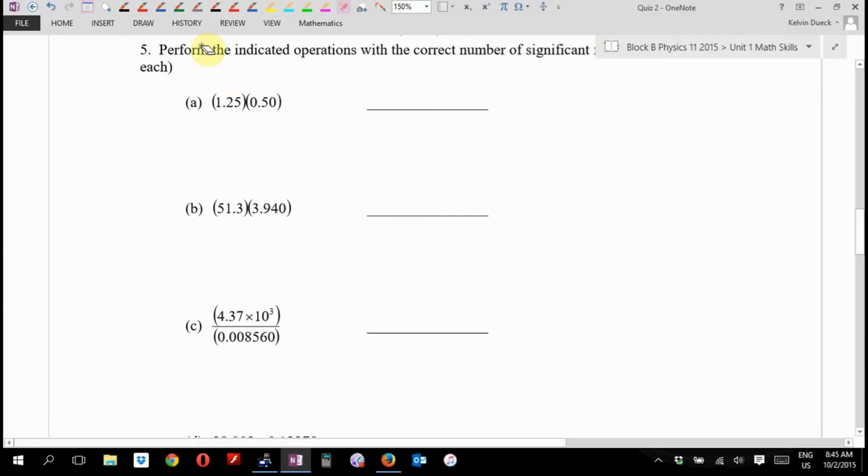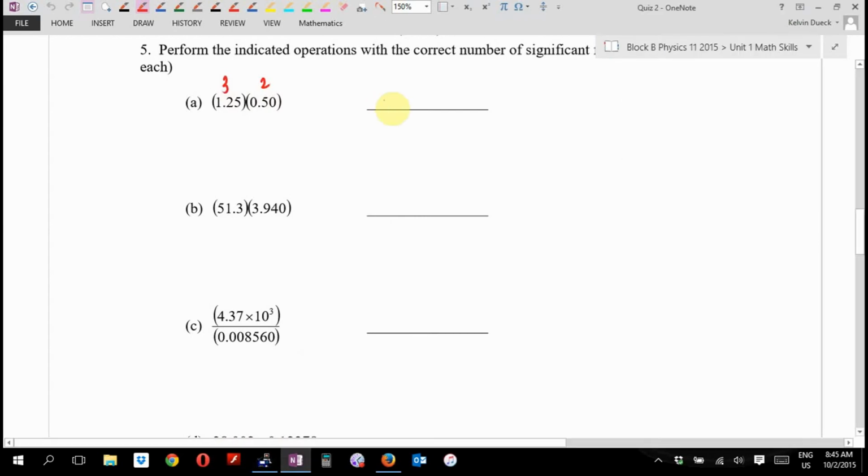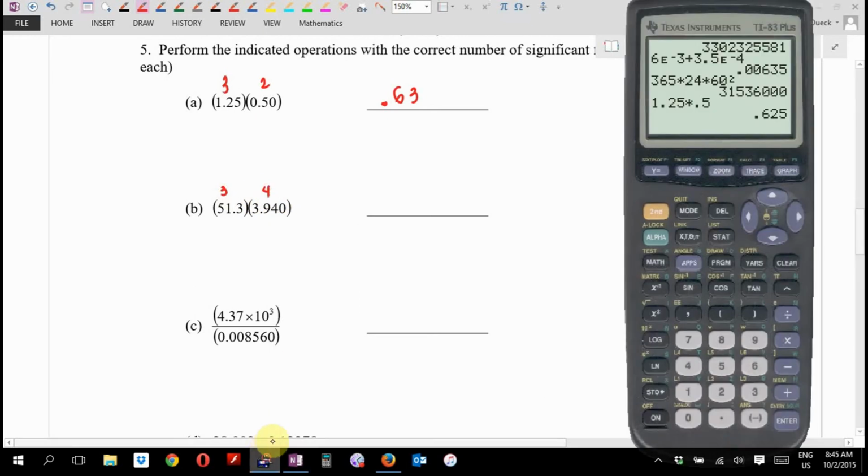Anyways, 2 sig figs. 0.63. Did anybody write that in scientific notation? No? Good. 6.3 times 10 to the negative 1. 3 sig figs. 9, Mr. Dueck, nice typing.